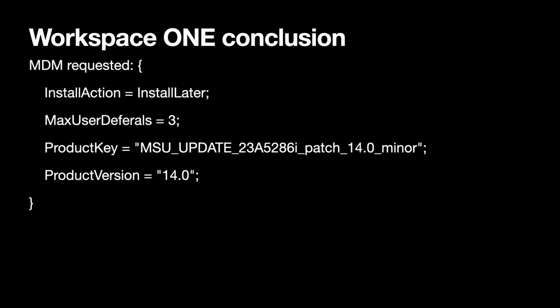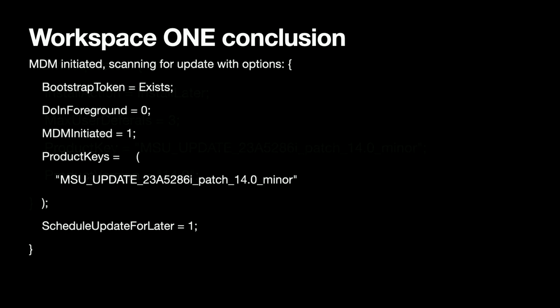We sent down, or he sent down the install later with 3 deferrals. I think actually what happened here is the first command didn't do anything. There was no interaction. And so Workspace ONE has the ability to send a raw command. So I believe what he did is he created the plist itself, uploaded it with the deferral set to 3, sent that down. That made it to the client. It responded. It knows what the product key is. And then a little bit later, we get an error.